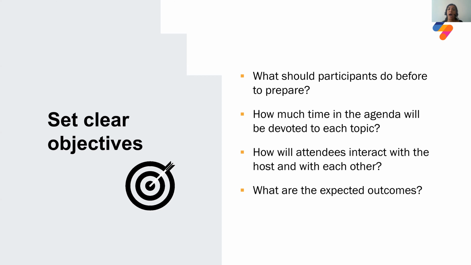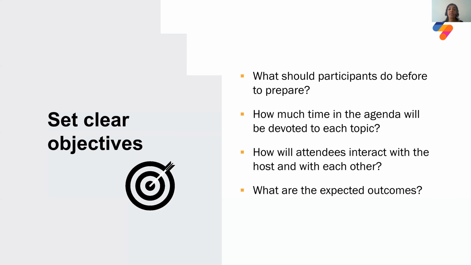Having a plan for how those interactions will be managed throughout the session and articulating them at the onset of your session will really help to ensure that you have a smooth set of interactions and engagement throughout the virtual session. And then finally, one of the other components of setting clear objectives for participants is to consider what the expected outcomes are of your virtual event. So it's very important to make your objectives as relevant and as action-driven as possible.